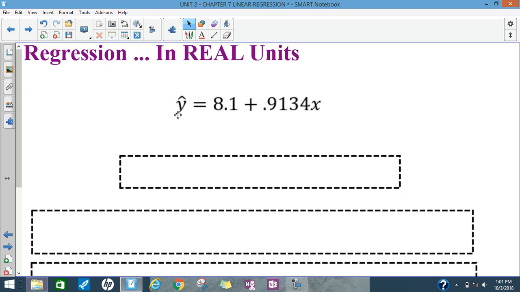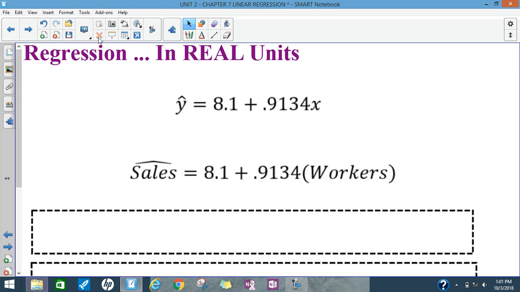So we are always talking about things in context in statistics, and so X and Y hat don't really give us a lot of context. And since we are talking about the number of people working and the number of sales, we can rewrite this in context. Workers was our explanatory variable X, and sales is our response variable Y. Again, it's sales with the hat on it, because it's just going to be a predicted value. Anything that we get from this equation is going to be a prediction for sales. It's not going to be exactly how much they make.